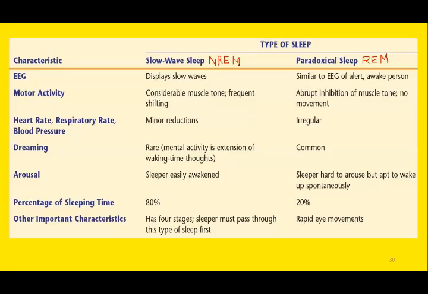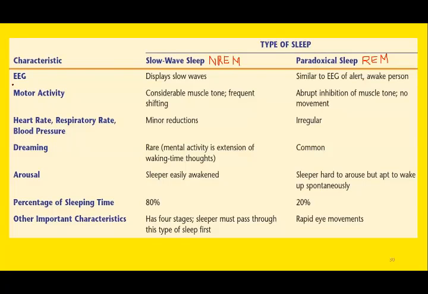So the primary difference between the two types of sleep is obviously, as the name indicates, the movement of the eyeballs. There is rapid movement of the eyeballs during paradoxical sleep, and there is no movement of the eyeballs during slow wave sleep or deep sleep. So this is the major difference between the two types of sleep.